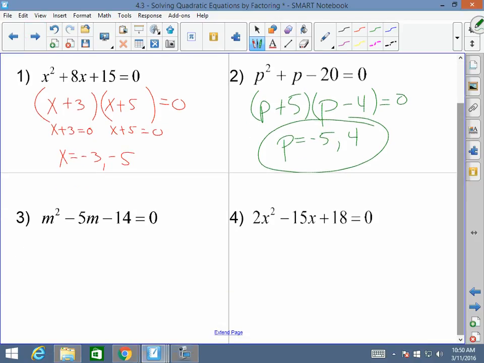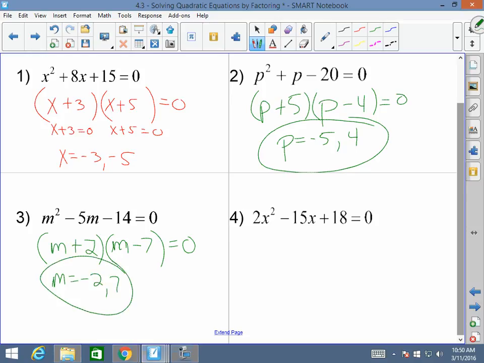Number 3. M plus 2 and m minus 7. So m will equal negative 2 and positive 7. Those are the x-intercepts. That is where the graph goes through on the x-axis.